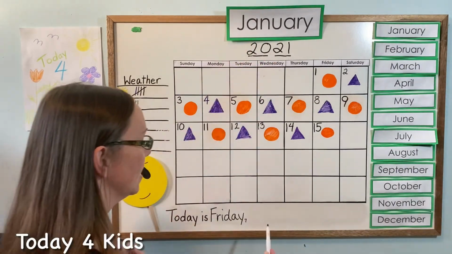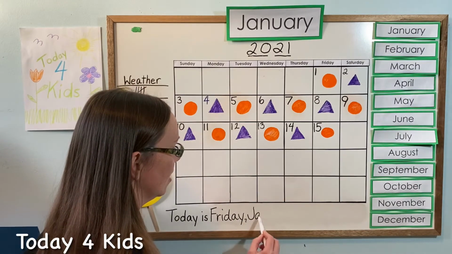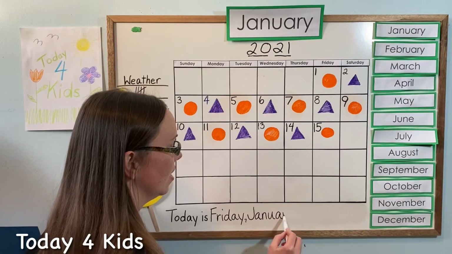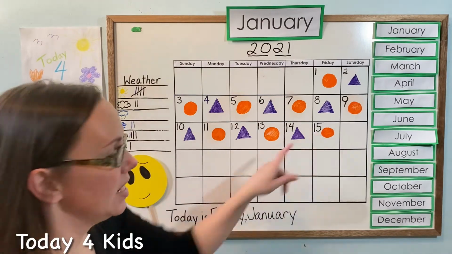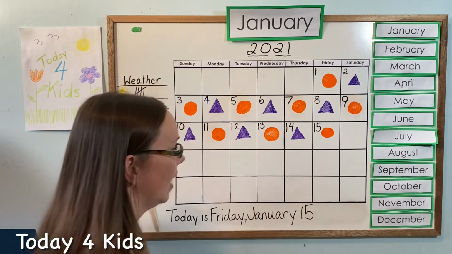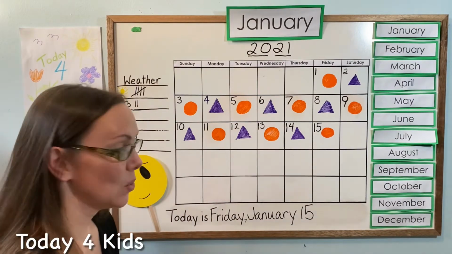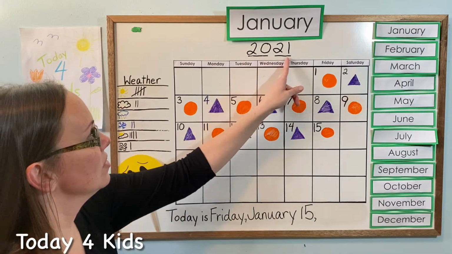January, and it has a capital J because it's the name of our month. J, A, N, U, A, R, Y. And it's the 15th. A 1, woo, and a 5. That's a funny looking 5, but that's what happens when we're practicing. It's okay. And then a comma, and then our year, 2021.